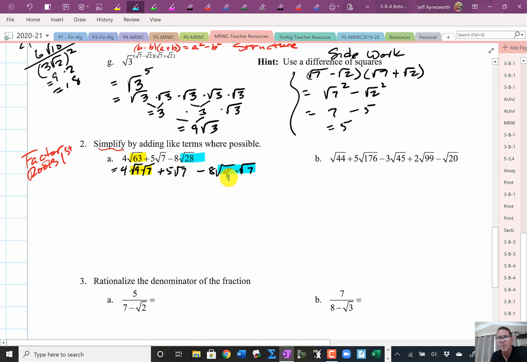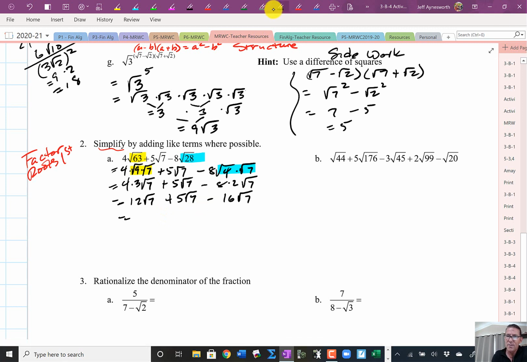Root 28 is the same thing as root 4 times root 7. Root 63 is the same as root 9 times root 7. Now you simplify. So 4 times 3 times rad 7 plus another 5 rad 7 minus 8 times 2 times rad 7. That gives me 12 rad 7 plus 5 root 7 minus 16 rad 7.